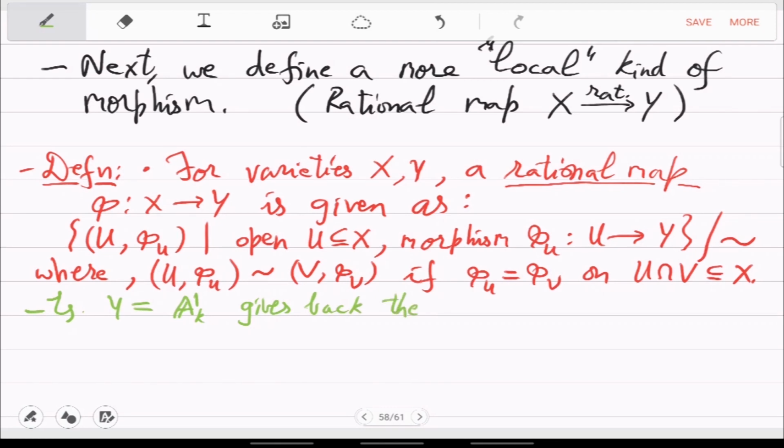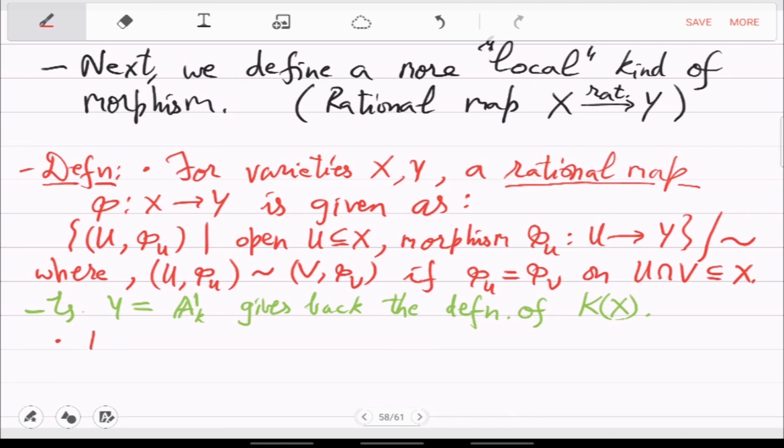Gives back the definition of Kx. Okay, but now this allows us to actually compare two very different varieties. Y may not be a line, may not be the affine line. And we will call this rational map to be dominant if it kind of covers everything in the image.